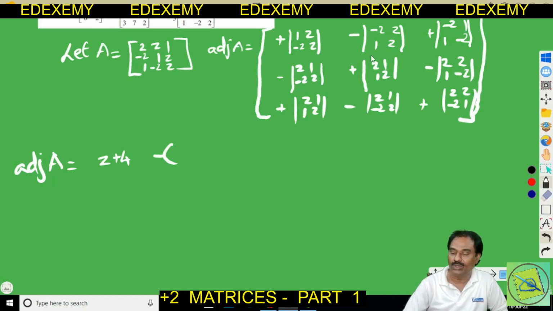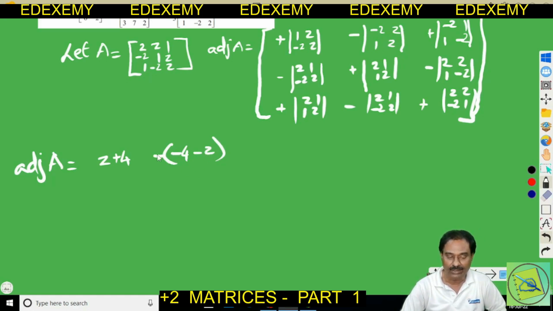Now the second element is negative, minus of, put a bracket here, then here 2 into minus 2 is minus 4, minus of 1 into 2 is 2, minus 2, this is the second number. Now the third one, minus 4 minus 2 is minus 6, minus of minus 6 is plus 6. The value will come. We will write it in the next step.